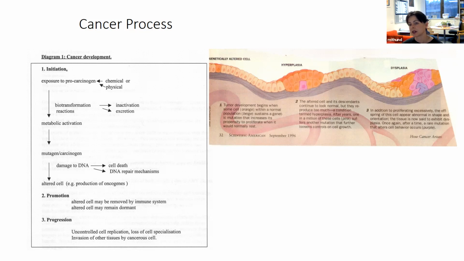But if it does get mutated and develops into a cancer, then you get progression, where eventually you get uncontrolled cell replication, loss of, as I said, loss of cell specialization, and then invasion of other tissues by the cancerous cell.